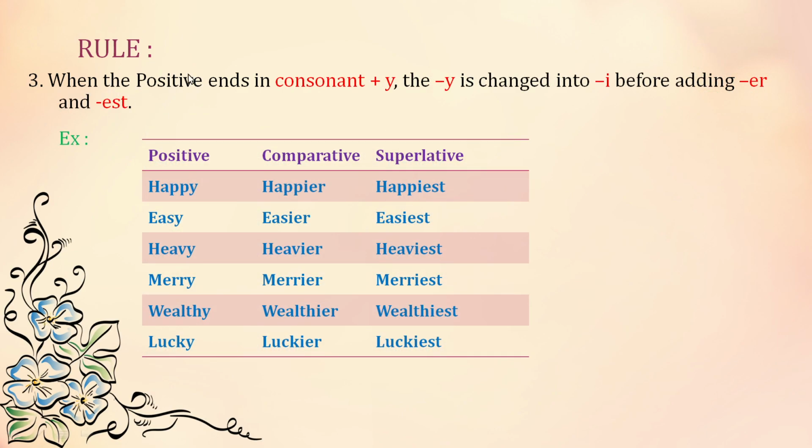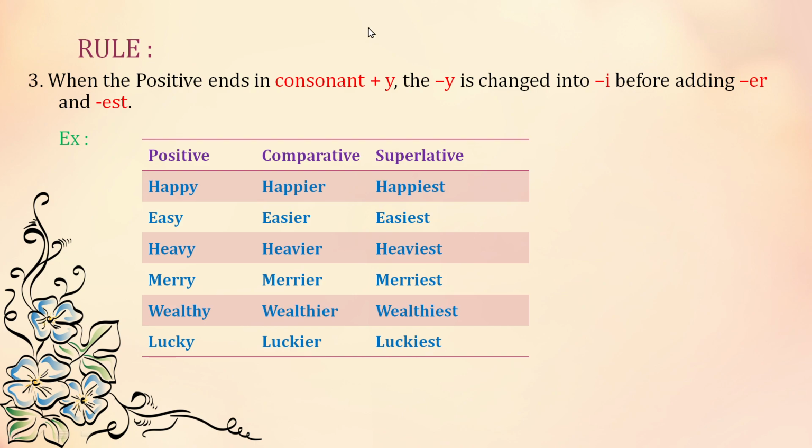Rule number 3: when the positive ends in consonant plus Y. In such words, we have to see the last two letters. The last letter should be Y, and the Y should be preceded by a consonant. Here you can see all the last letters are Y. They all are ending with Y, and just before Y are consonants, not vowels. Only consonants before Y.